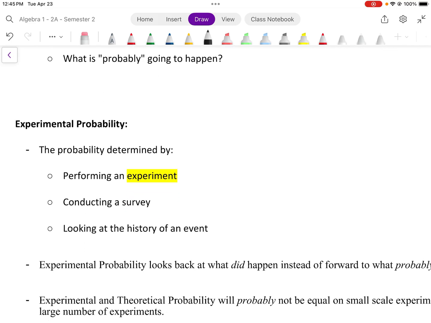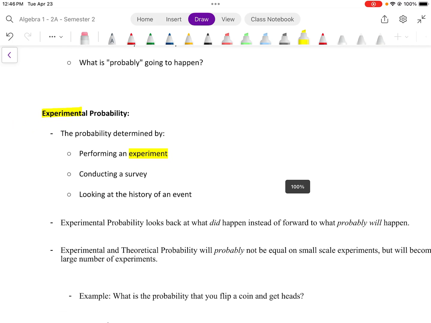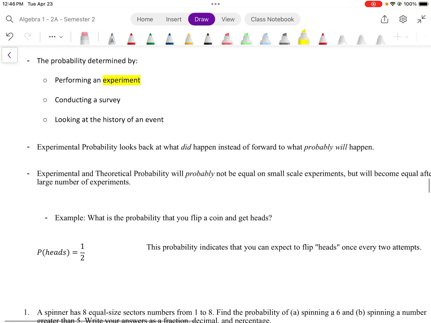Looking at things that happened in the past is experimental probability. Okay, the probability is determined by performing an experiment, which is why it's called experimental. That experiment doesn't have to be a science type experiment. It could be conducting a survey, looking at results of things that have already happened. This experimental probability looks back at what did already happen, but not forward to what will probably happen. It cares about what already did happen.